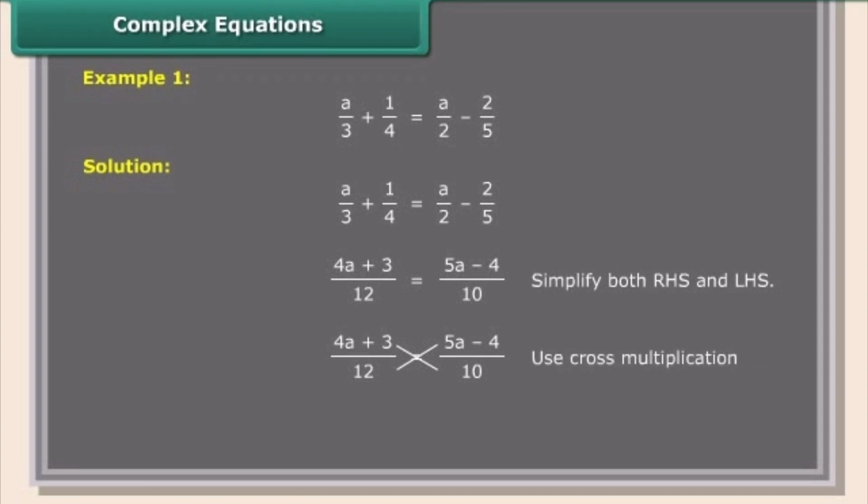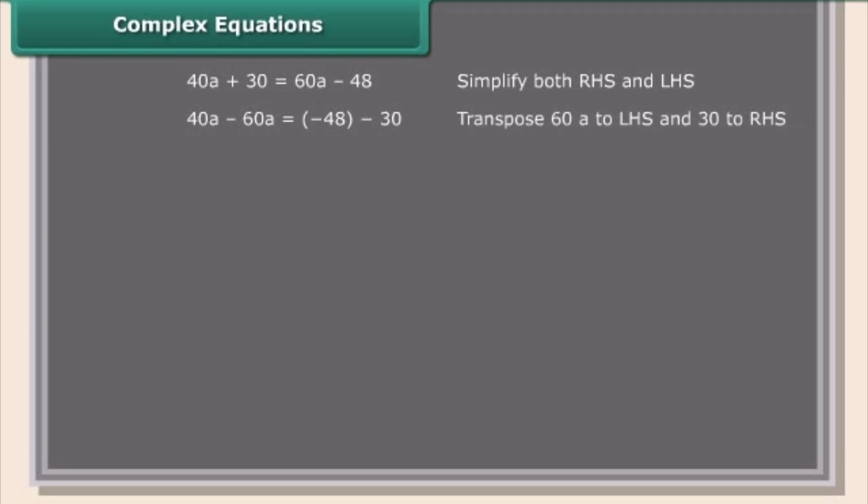Use cross multiplication. 10 into 4A plus 3 is equal to 12 into 5A minus 4. 40A plus 30 is equal to 60A minus 48. Simplify both RHS and LHS. 40A minus 60A is equal to minus 48 minus 30. Transpose 60A to LHS and 30 to RHS.